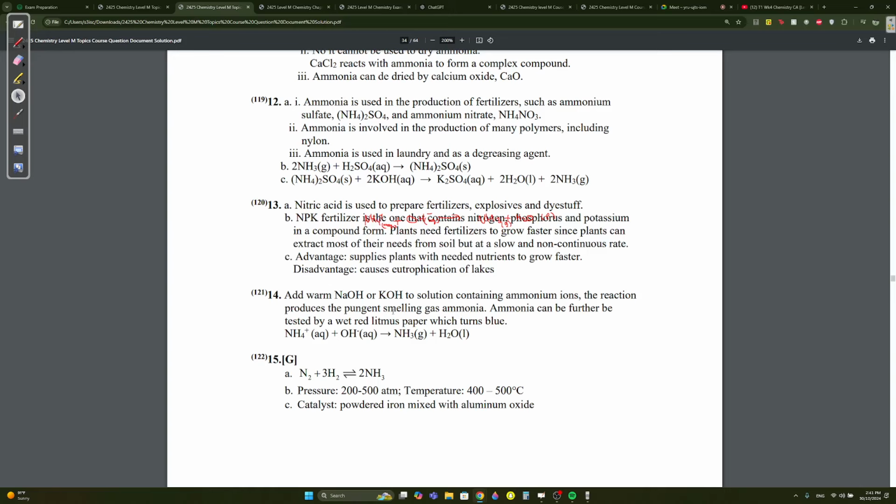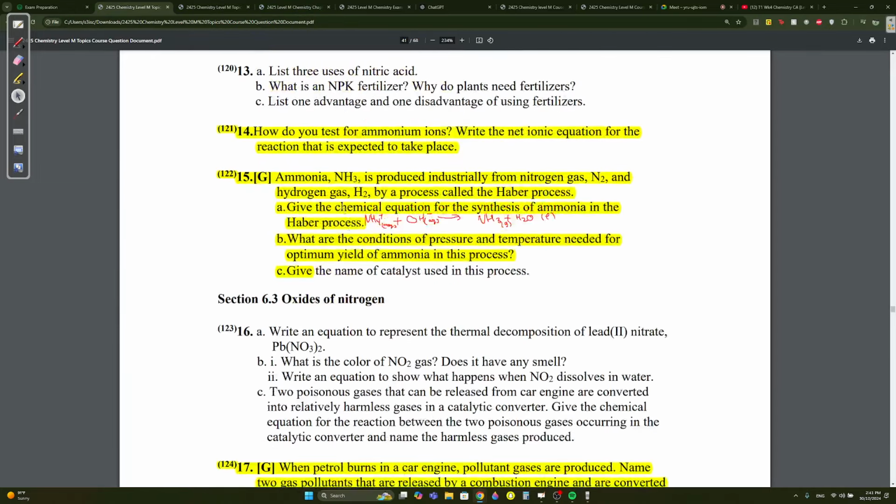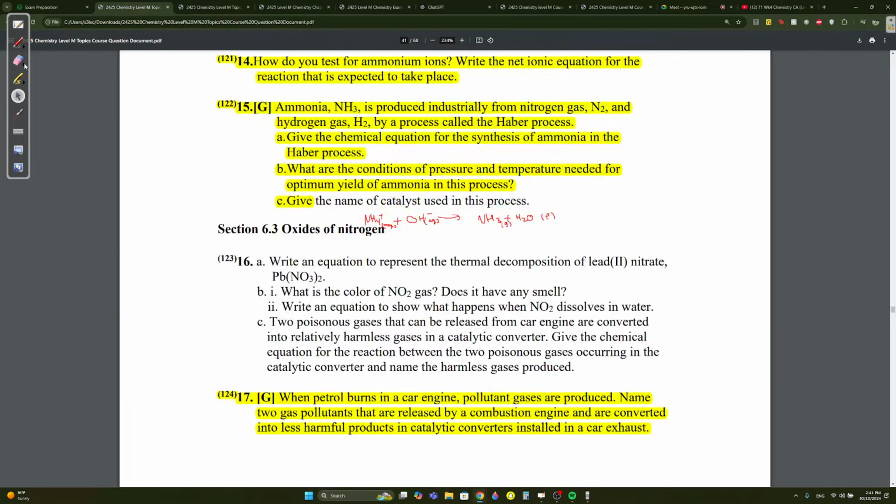The reaction produces the pungent smelling gas ammonia. Ammonia can be further tested with litmus paper. Question 15, ammonia. This comes every single exam. Ammonia is produced industrially from nitrogen gas and hydrogen gas by a process called the Haber process. Give the chemical equation for the synthesis.